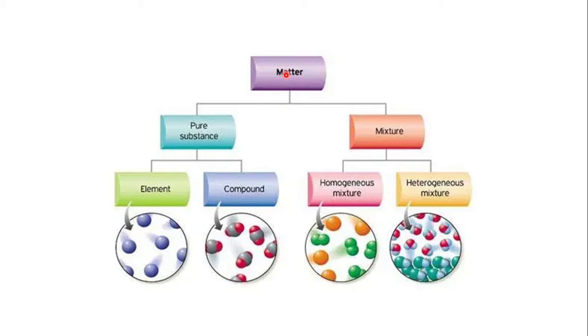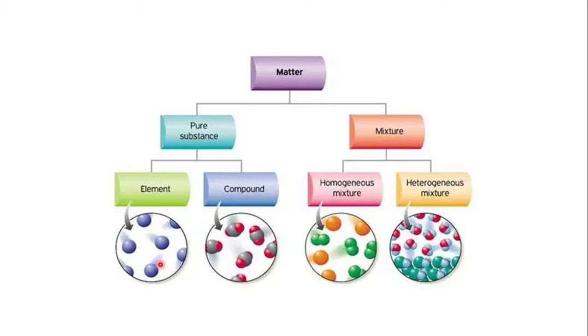We already learnt in our 6th standard that matter is classified into 3 types: solids, liquids and gases, based on how the atoms are arranged, how much space there is in between them. Similarly, based on the chemical properties, we classify the materials around us as pure substance and mixture. So we say that elements and compounds are pure substance.